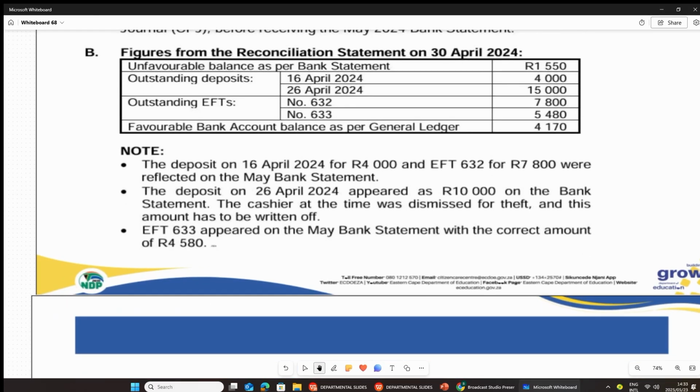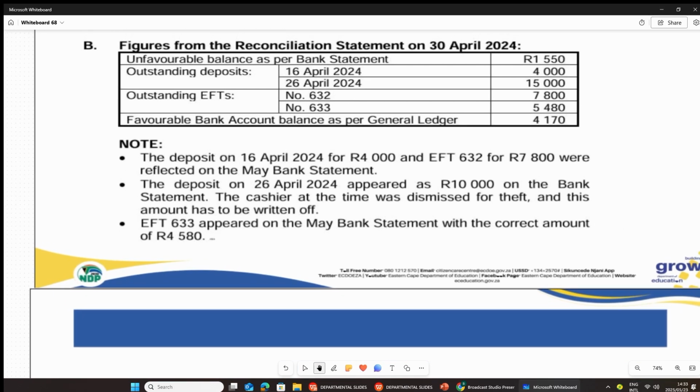Okay. When we continue reading here, you will notice that the figures from the previous April reconciliation have been given as well. Here it states unfavorable balance in the bank statement, it's 1,550. And then the next one is outstanding deposit last month was 4,000 rand. And then we have another outstanding deposit of 15,000 rand. Then there were also two EFTs outstanding. The first one, 7,800. The second one, 5,480. And then we had the favorable bank account balance as our general ledger of 4,170.